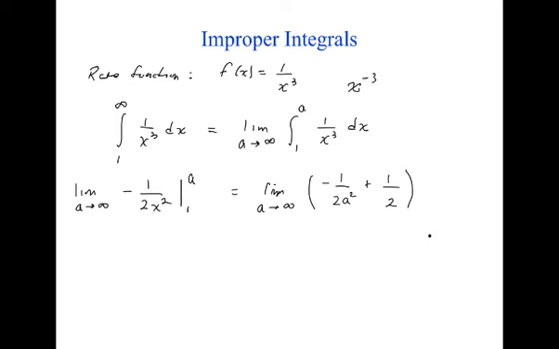Okay, so now we can evaluate this limit. As a gets very, very large, what happens to negative 1 over 2a squared? She said 0. Agree with that? Is this essentially 0 as a gets very, very, very large? Yep. And so the value of the definite integral is?